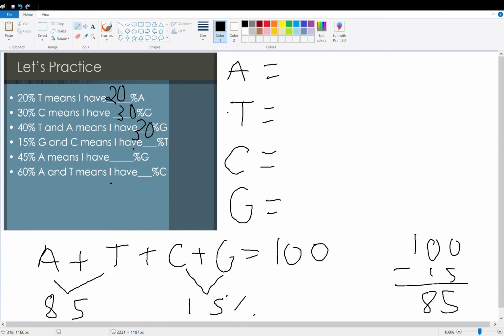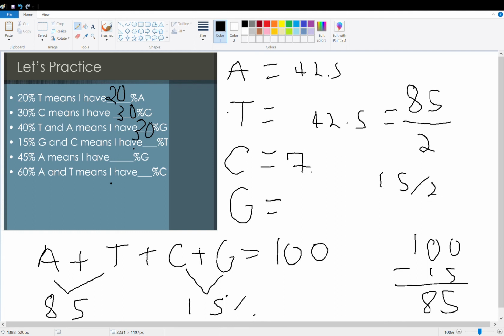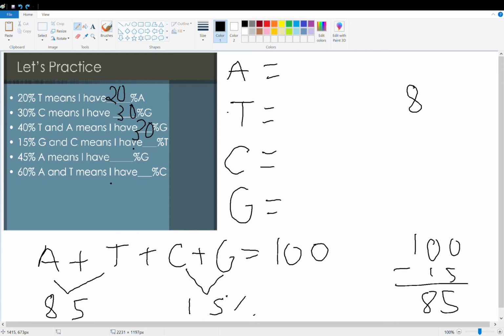But how do I figure out how much T has? Because I'm only looking for T. Again, A and T will always be equal. 85 divided by 2. And it's going to be a little tricky. For anybody who can do mental math, it's going to be 42.5. So, A is 42.5, and so is T. And if you wanted to figure out C and G, C and G together is 15, so divide that by 2. C and G are 7.5 each. Okay? Let's do the final 2 problems, while I erase this so we can try the next one.